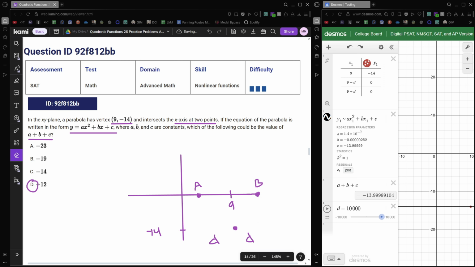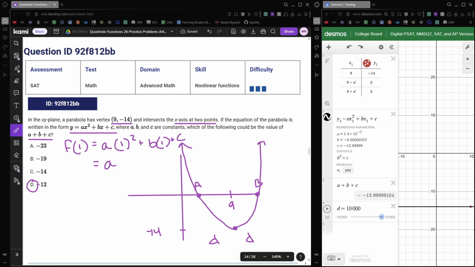that, well, negative 14 is the minimum because the vertex is at 9, negative 14, and there are 2 x-intercepts, which means that no matter what, the parabola must open upwards. So that means that negative 14 will be the smallest y value in our parabola. And if we theoretically try to find the value of y when x is equal to 1, we would get this equation. F of 1, or just substituting 1 in for x, is equal to a times 1 squared plus b times 1 plus c. And anything times 1 is just itself, so we would get this is equal to a plus b plus c, which is also what we're trying to solve.